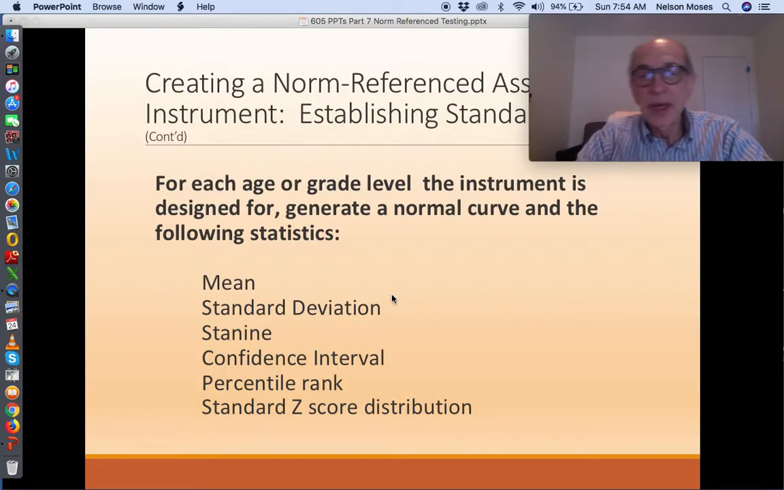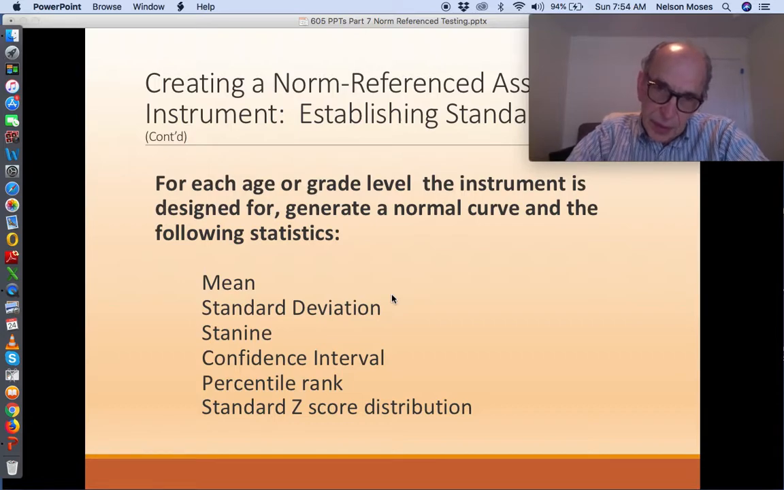And how does the individual do that? And what do these terms mean? Mean, standard deviation, Stanine, confidence interval, percentile ranks, z-score distribution. What do these terms mean? And how is it done? Well, as you see in my little blurb comment there, for each age or grade level that the instrument is designed for, the author must generate a normal curve, because the normal curve, bell curve in other words, is the basis for derivation of a mean, standard deviation, Stanine, confidence interval, percentile rank, and a standard z-score distribution. Actually, all of these terms are interactive and related to this idea of a distribution.